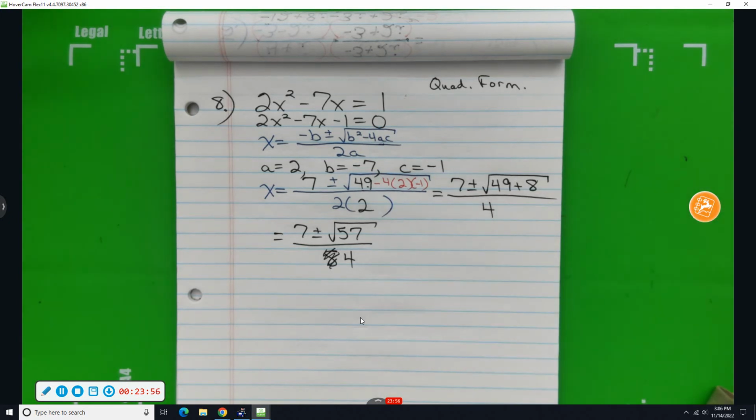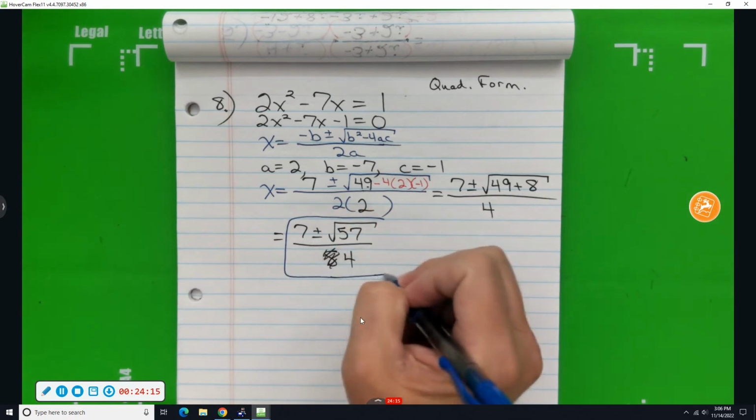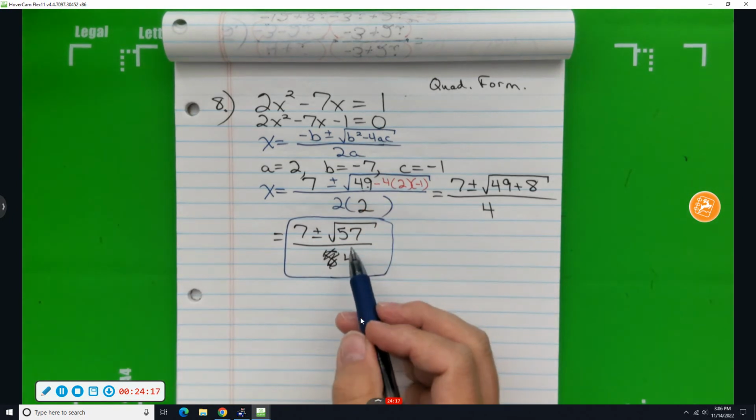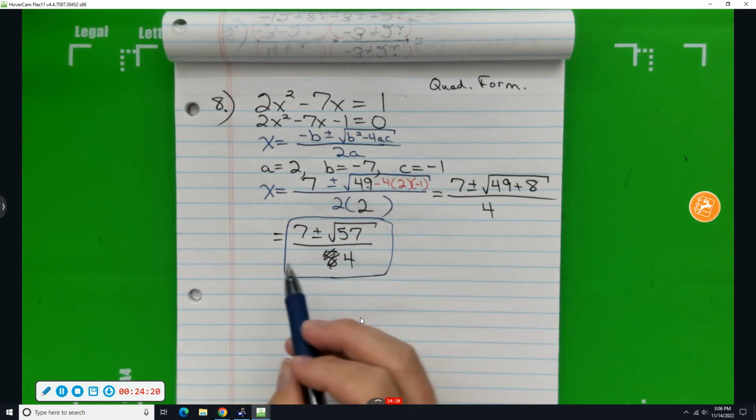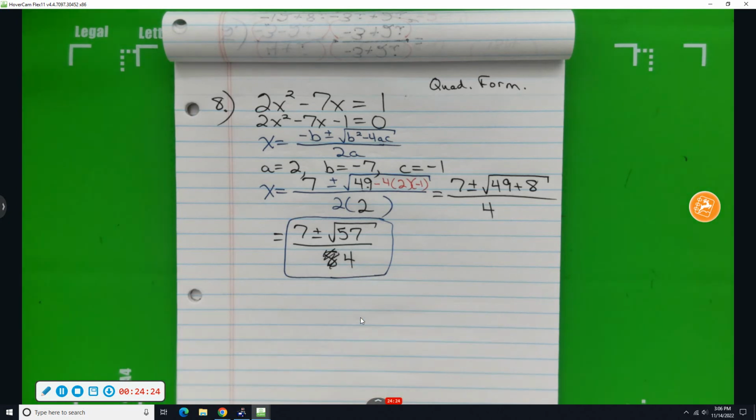Is 57 a perfect square? No. Are there any perfect square factors that divide evenly into 57? No. I think this is it. I think this is what we're going to enter. The square root of 57 can't be reduced. 7 plus or minus the square root of 57 all over 4.